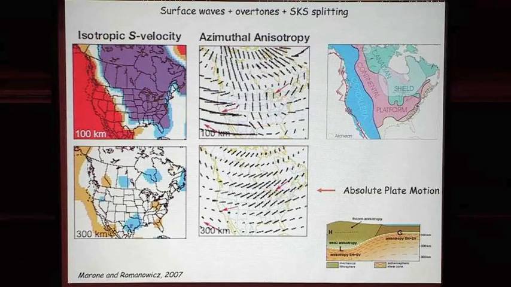The red arrows show the absolute plate motion in the hotspot reference frame, and so in the Western Pacific here at 100 kilometers, where you're already below the lithosphere, you can see this agreement with the absolute plate motion. Then when you go down to 300 kilometers, everywhere you have alignment with the absolute plate motion. So, going back to this cartoon, it seems that what we're seeing is, again, that you have anisotropy below the lithosphere that is not only radial anisotropy, but also azimuthal anisotropy in the direction of current plate motion.